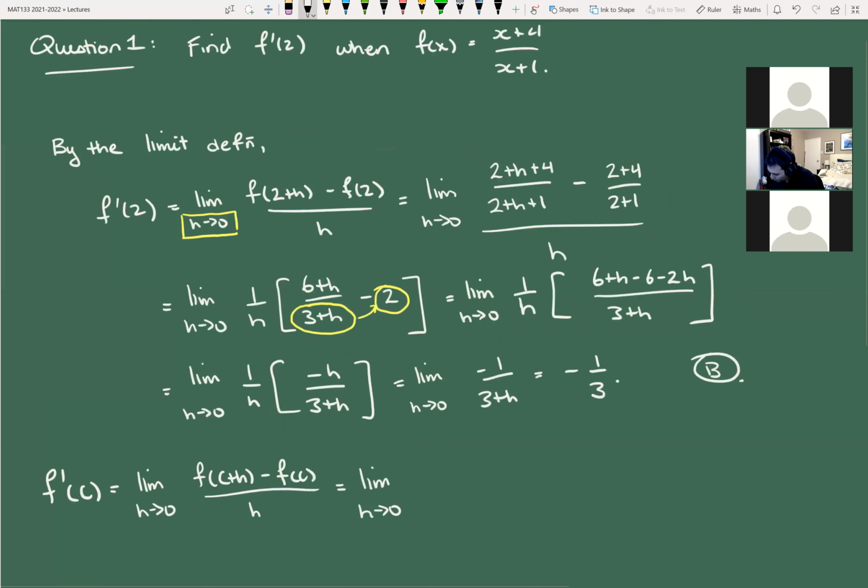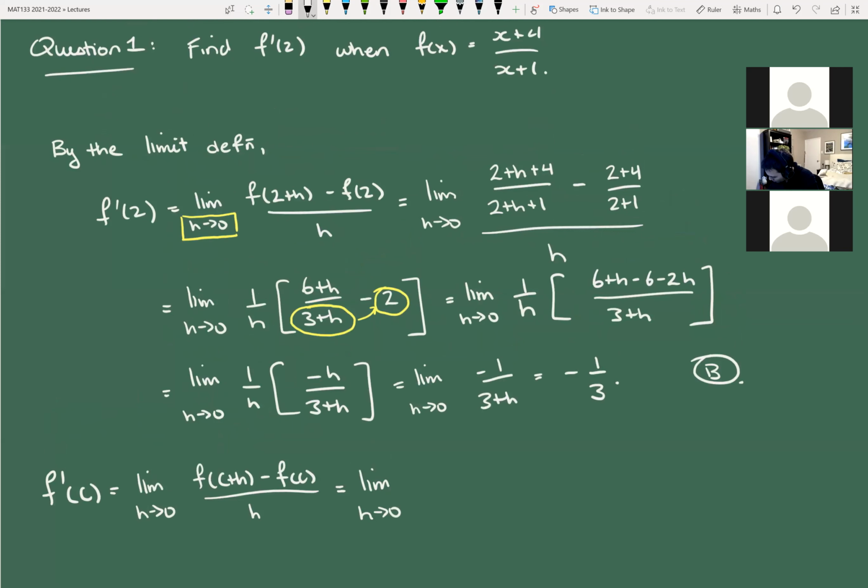Okay, what was the function again? x plus 4 over x plus 1. So this is going to be c plus h plus 4 over c plus h plus 1, minus c plus 4 over c plus 1, all divided by h. And I'm going to do the same thing by pulling that 1 over h in front here.